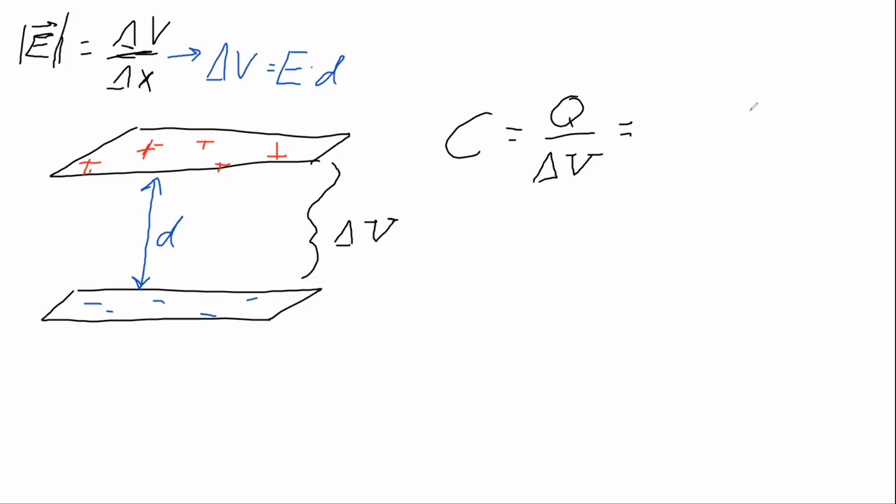Okay, so I'm just solving for delta V there. Then I get, let me plug it in for my C now, Q over delta V, and now my delta V is E times D.